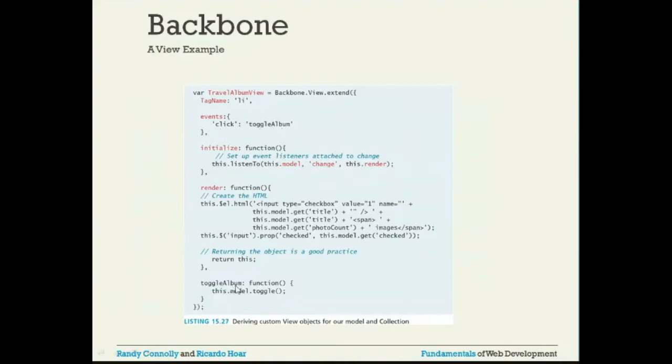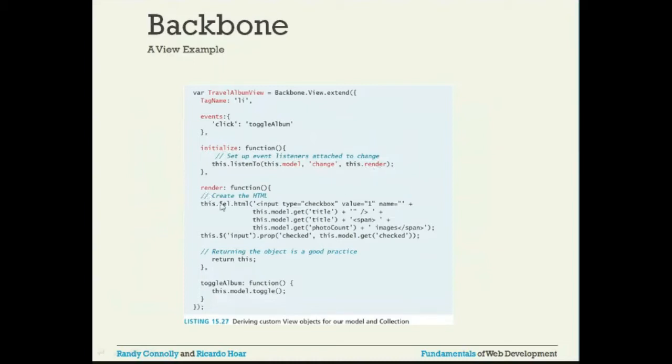This is the toggle album method. Then we have the initialize method. Set event listener. So here we are setting the event listener. This dot listen to. So it is going to listen to this particular model, and it is going to listen to this model for any change. That is the event. Whenever there is a change, it's going to call this method, the render method. This dot render method will be called.